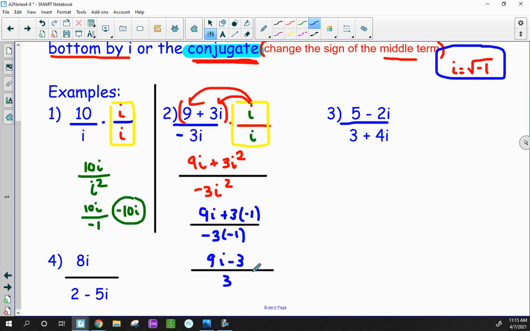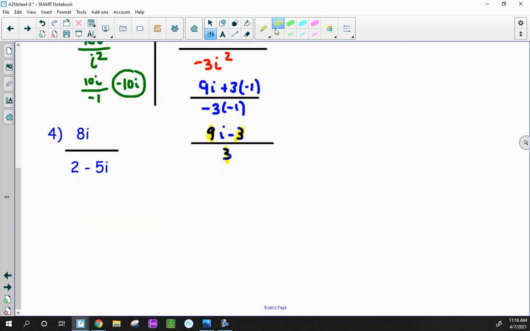Okay, notice right now that this step does not have an i on the bottom, and it also does not have a negative number on the bottom, which is good. The last thing I do want you to check, however, always check to see, are these numbers that I'm highlighting, do these numbers reduce? A lot of times people like to think of it like this, like 9i minus 3 divided by 3.